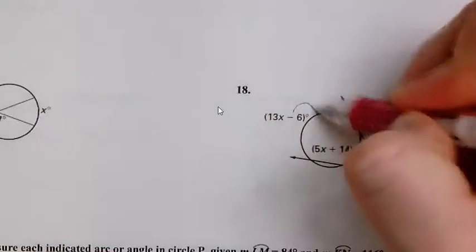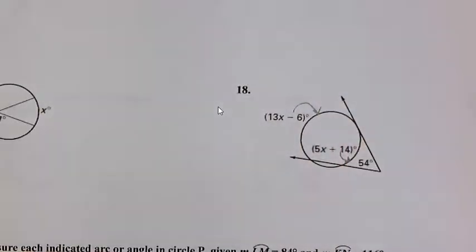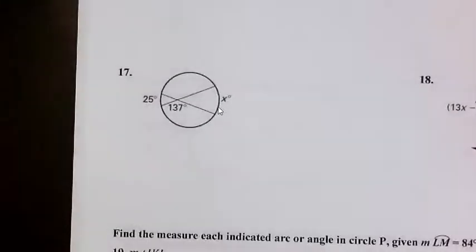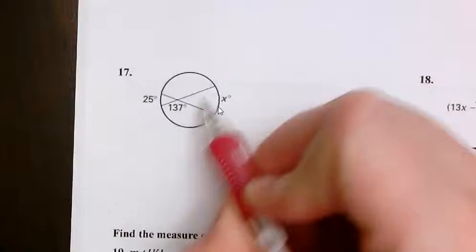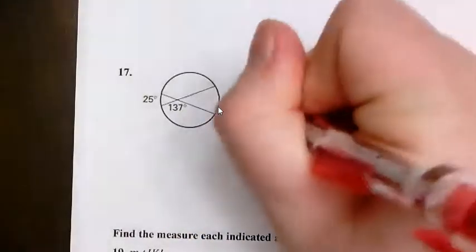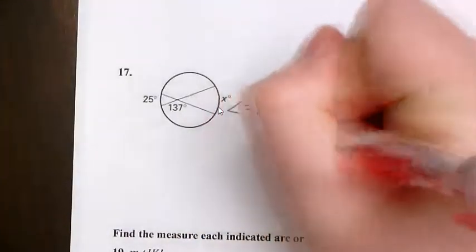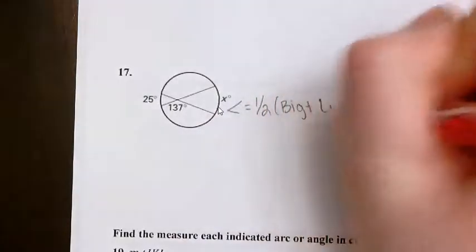Same thing with 18. This arc value goes to this arc. This goes to this arc. So you're going to set it up same way. Pay attention to combining like terms. Number 17. If you know this is 137, remember you have linear pairs. Look at what arcs they give you and use your math. Remember that this is angle equals 1/2 of big plus little, or small.